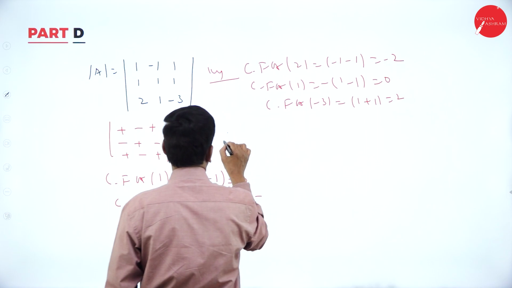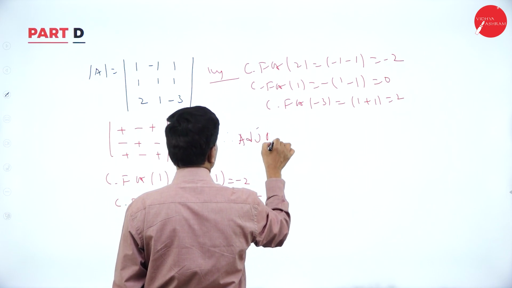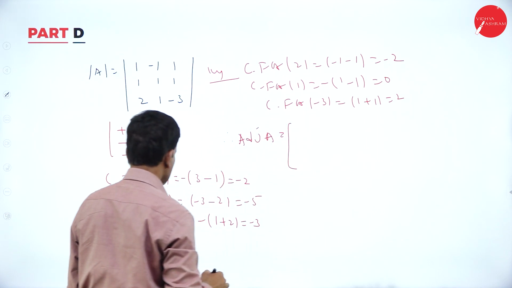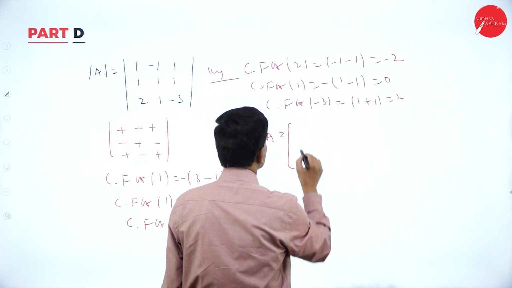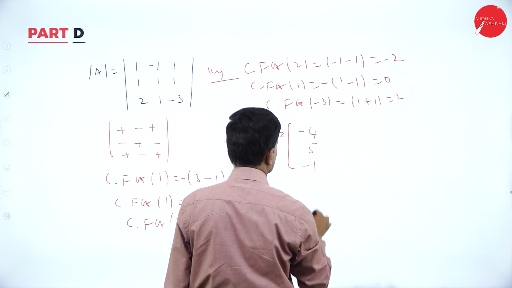So now, therefore, the adjoint of A, I will straight away write the adjoint of the matrix. What is the first row? In the first row we have minus 4, 5, minus 1.